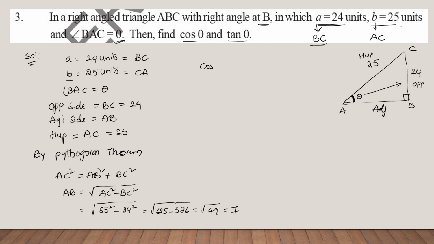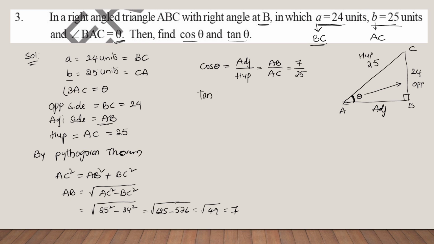Now first of all, we need to find the cos theta value. What is cos theta? Cos theta is given by the adjacent side to theta by the hypotenuse. From this figure, the adjacent side is AB and the hypotenuse is AC. AB we have already found, so it is nothing but 7 units by AC, which is 25 units. So the value of cos theta is 7 by 25.